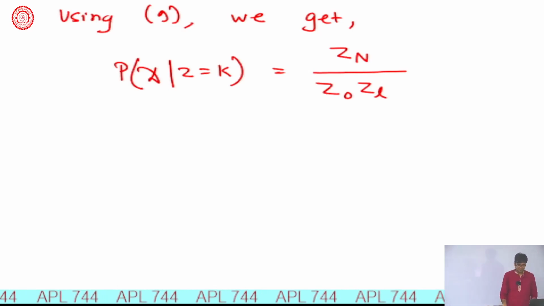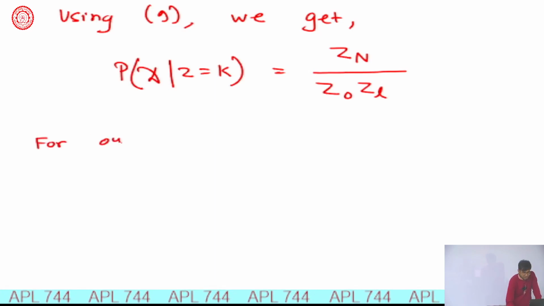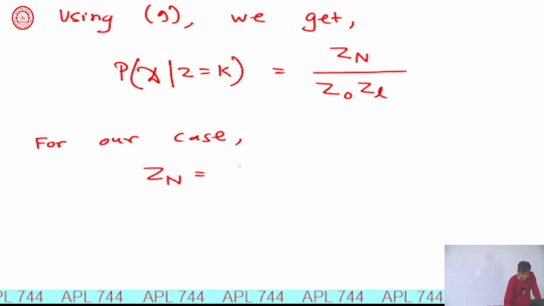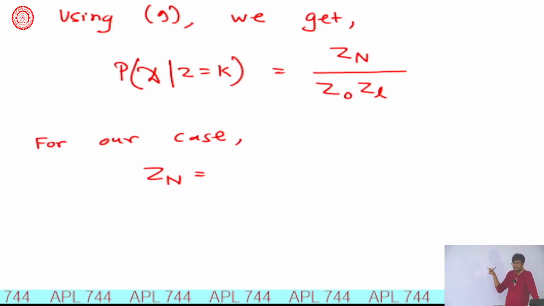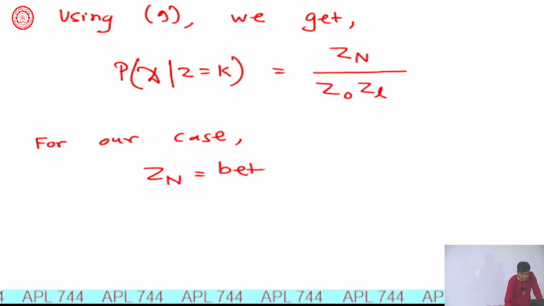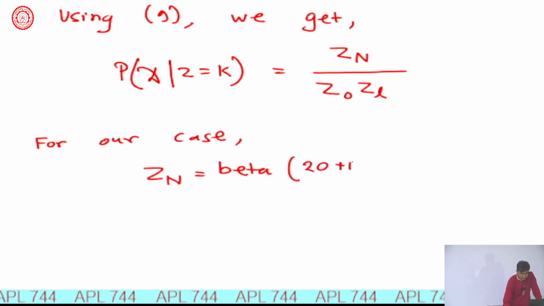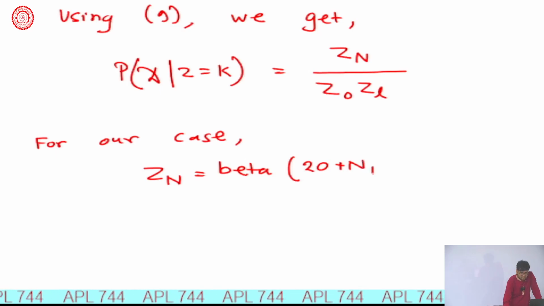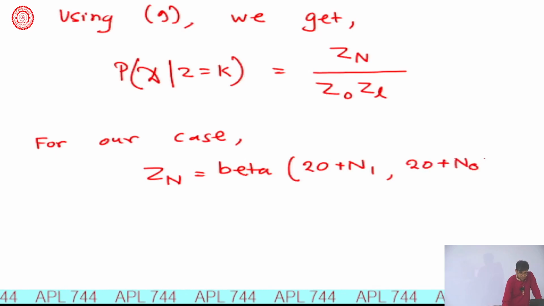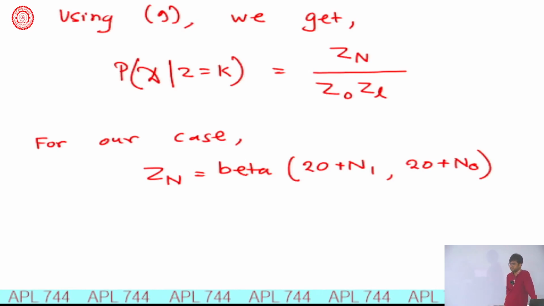So, for our problem, for our case, Zn will be equal to a beta function. Now, I have already used capital B-E-T-A for beta distribution. So, I will write it in small b, okay. Beta, you have what, 20 plus n1 comma 20 plus n naught, okay, for our case again, okay.